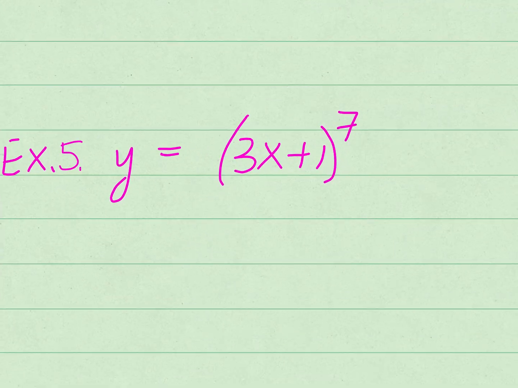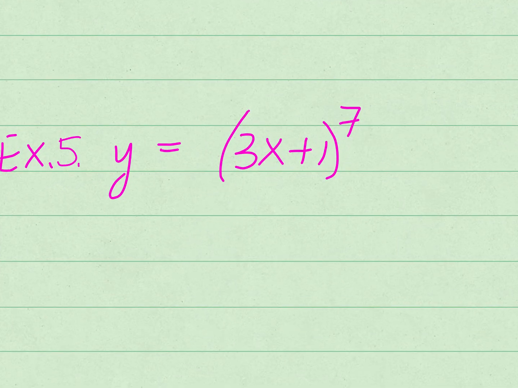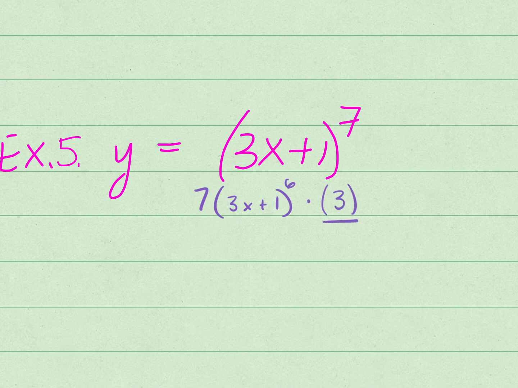All right, let's do example 5. So the derivative of the outside, what would the derivative of the outside be? 7 times the inside, so the inside stays exactly the same. To what power? To the 6th power. Times the derivative of the inside. What's the derivative of the inside? 3. We can multiply 3 times 7. We get 21 times 3x plus 1 to the 6th power.